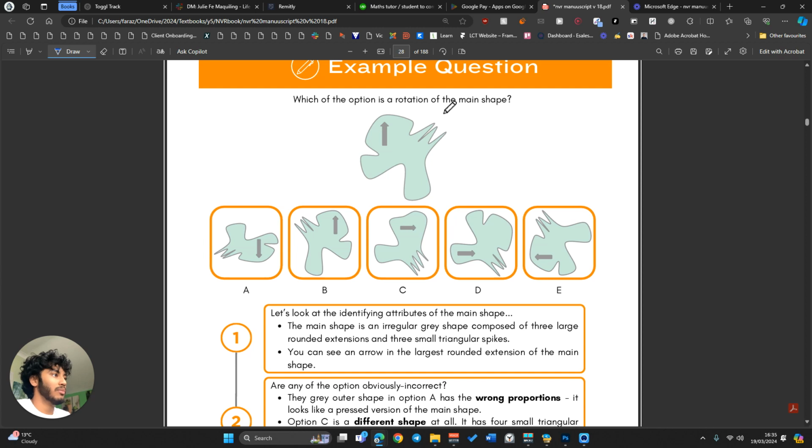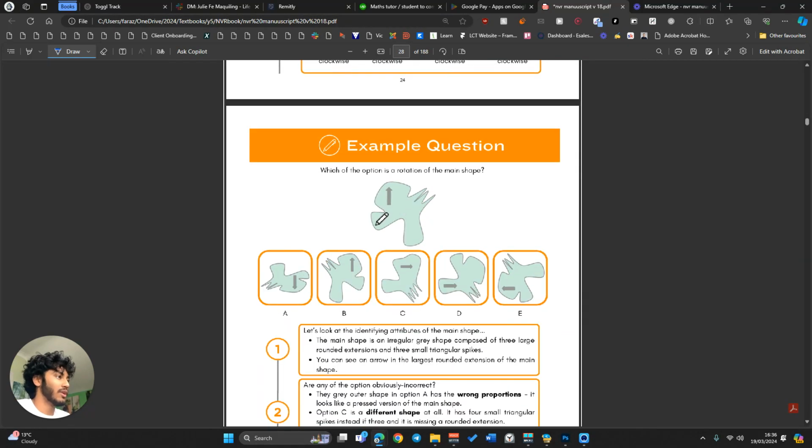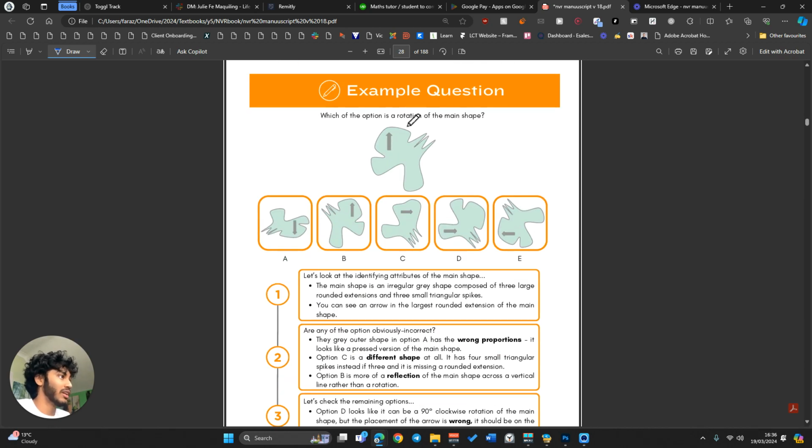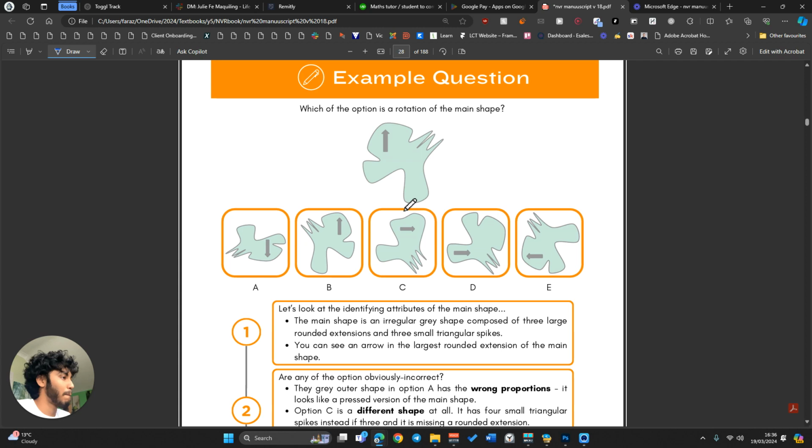Okay, let's go on to some example questions. So there's one here, and then I'll choose a few more probably from the worksheets and go through them. So which one is a rotation of the main shape here? Well, first of all, there's a few here that I think just are the wrong shape entirely. How I'm going to figure that out is first I'm going to look at these little spiky things. So there's 3 spiky things here. C has 4 spiky things, so I'm going to cancel that out.